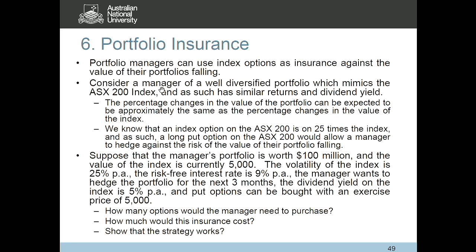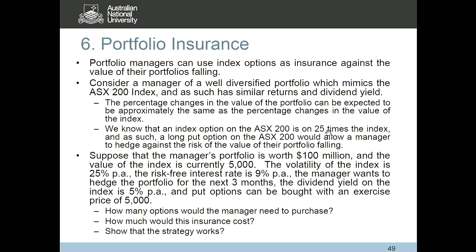So consider if you're the manager of a well-diversified portfolio that mimics the ASX 200 index, and your portfolio has similar return and a dividend yield to the index. And what's more is you were told the percentage change in the value of your portfolio can be expected to approximate the same as the percentage change in the value of the index. In other words, your portfolio has a beta of 1, right? Because your portfolio mimics exactly that of the market portfolio. So your portfolio has a beta of 1.